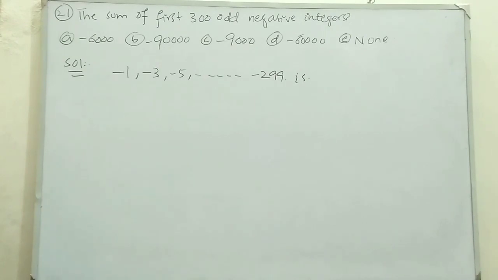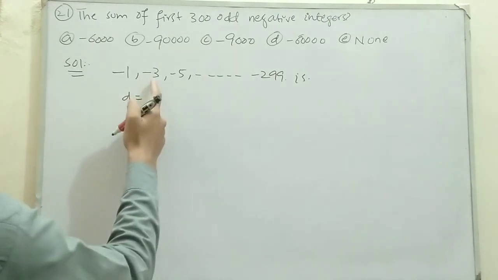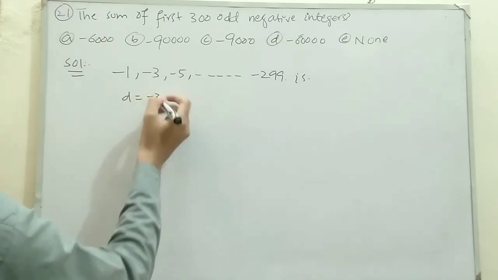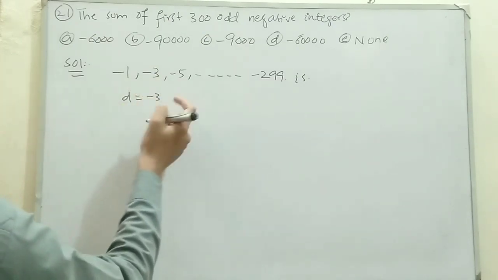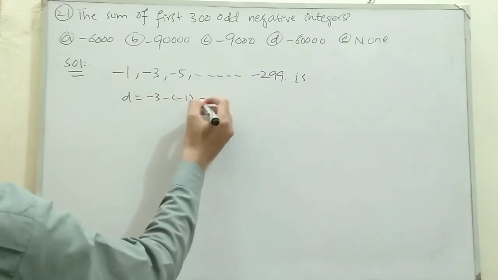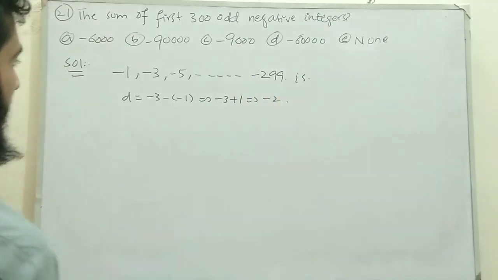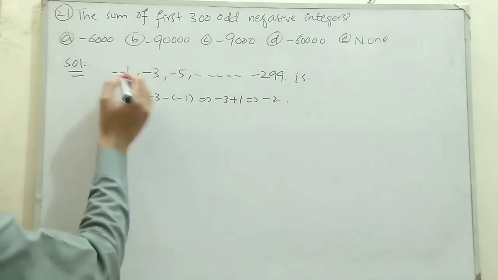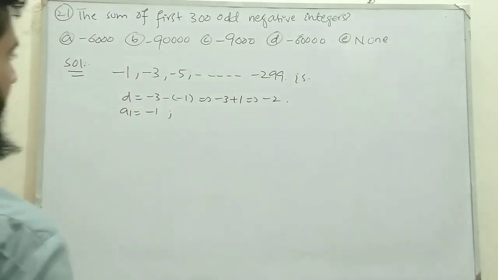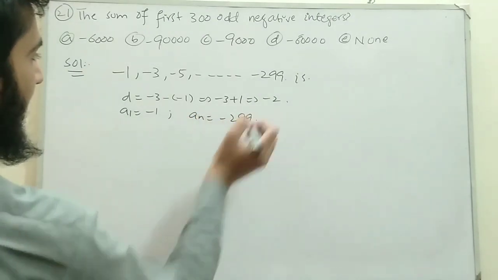Now we are going to find the sum of this sequence. First we find the difference between the two numbers. Let's suppose this is minus 3, and find the difference between minus 1 and minus 3. The difference will be minus 3 minus (minus 1), so minus 3 plus 1. The difference is minus 2. The first term is minus 1, and the last term of the sequence is minus 299.